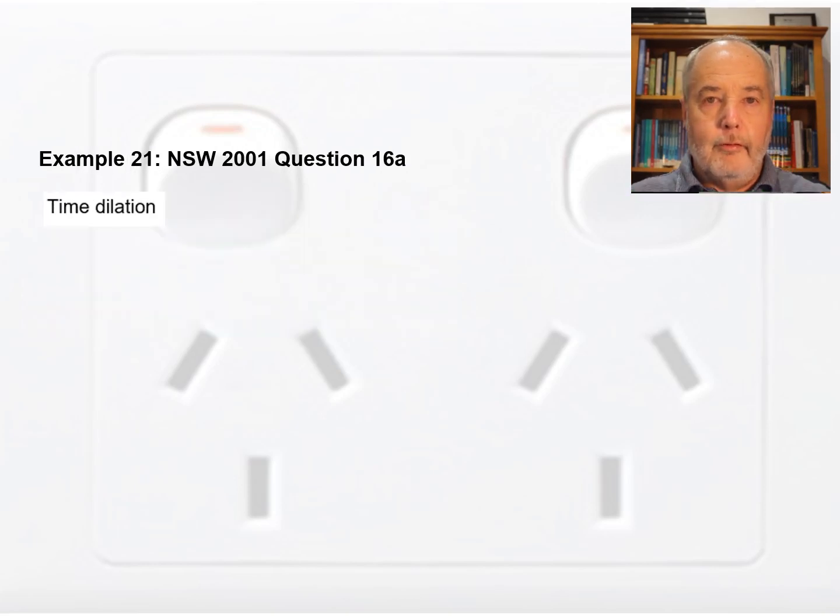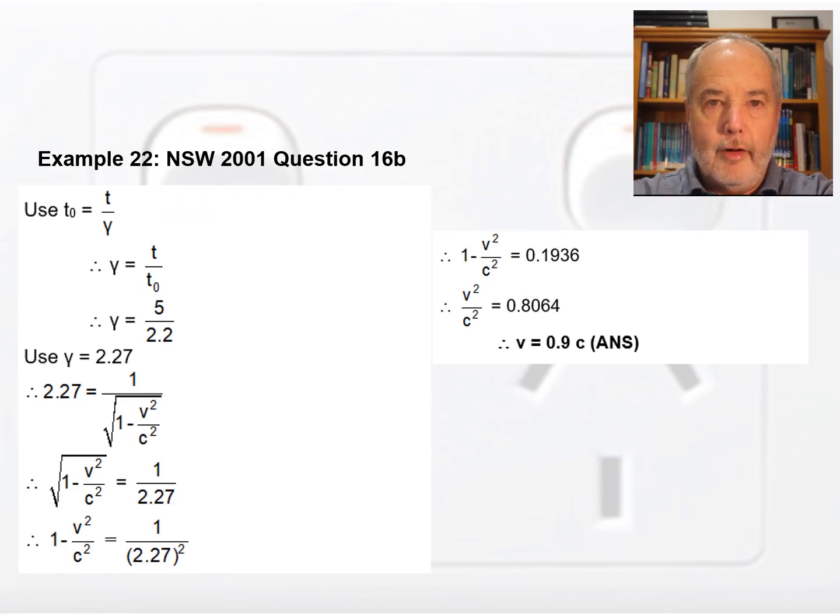This is a simple example of time dilation. In the muon's frame, its half-life is 2.2 microseconds. In the moving frame, which is the laboratory frame, its half-life is 5.0 microseconds. Use these bits of information to find that gamma is equal to 2.27. Once you know that, you can find the ratio of v over c, and then find out that the velocity was 0.90 times the speed of light.